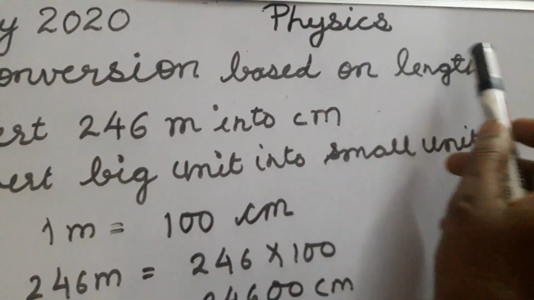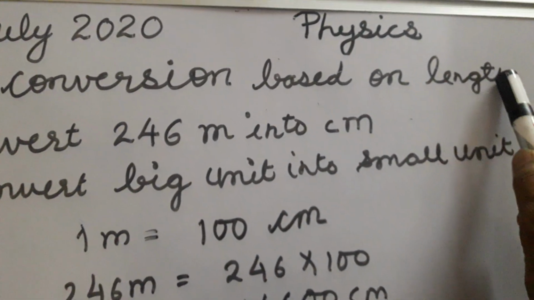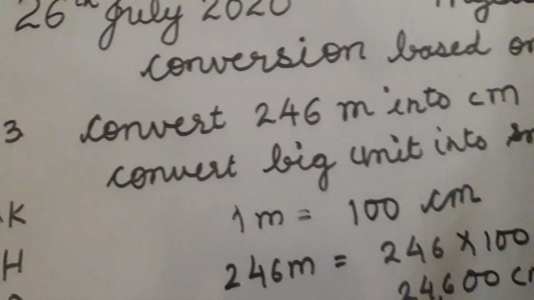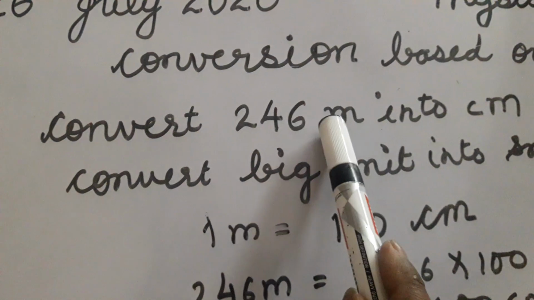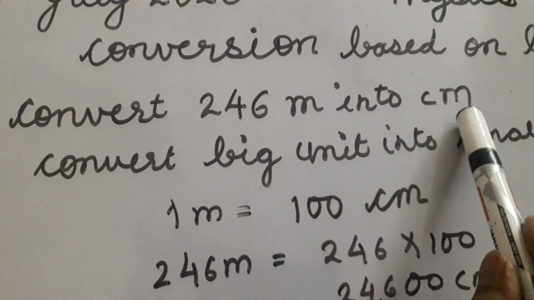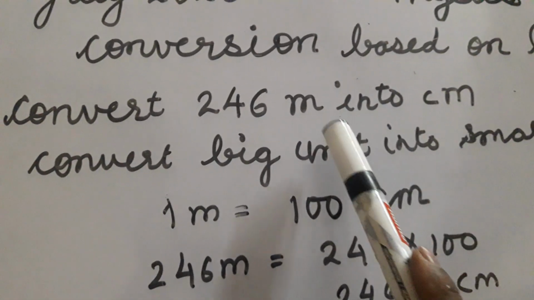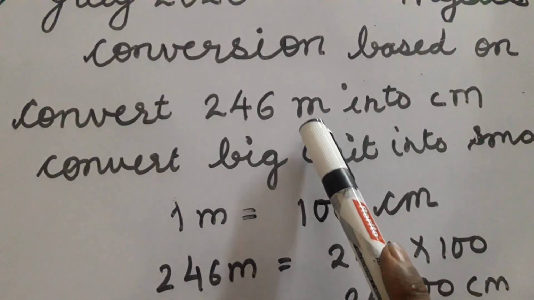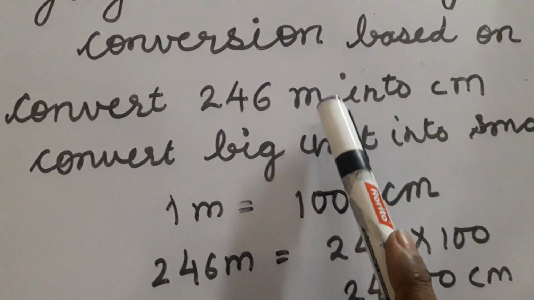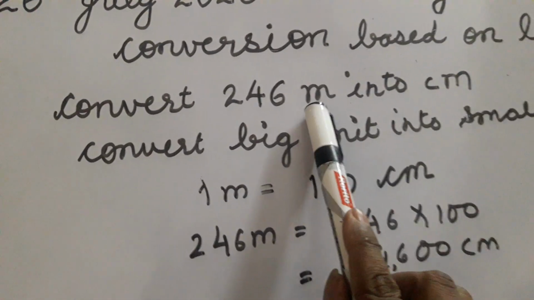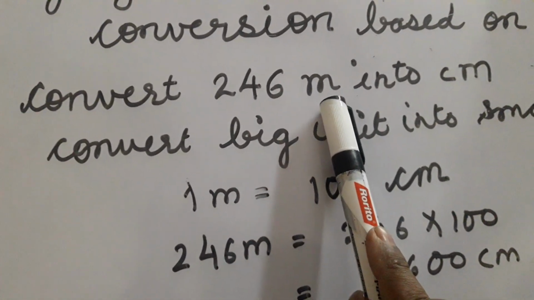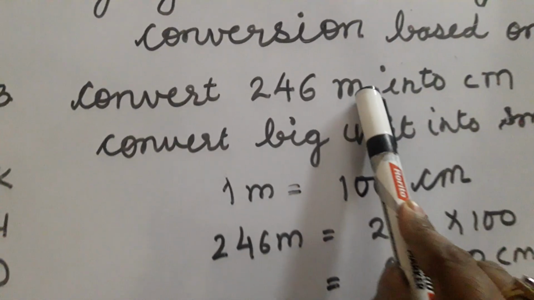We will start the conversion based on length. Already two sums we have done. Today is the third one. Convert 246 meter into centimeter. First of all, we have to compare these two units. Which unit is this? This is meter and this is centimeter. We will see which is the bigger unit and which is the smaller unit.